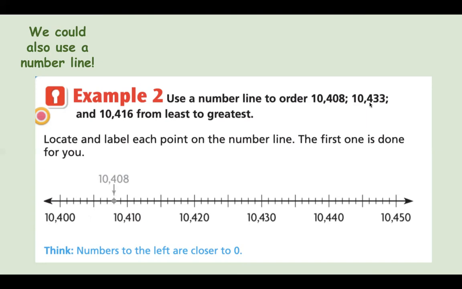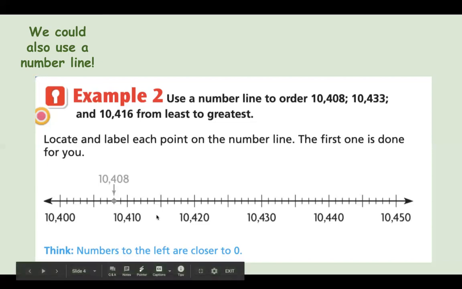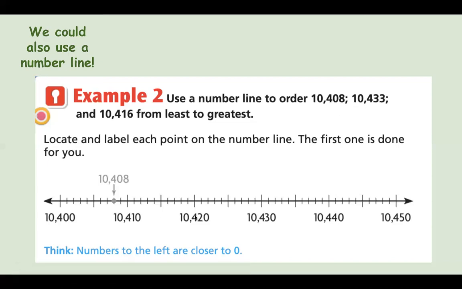So where would 10,433 go? Why don't you pause the video? That might help. And you can use your finger on the screen to kind of help you jump around and find where this one would go. So remember that these are going by increments of 10, half is 5, and each little individual tick mark is 1. So see if you can find where 10,433 goes on this number line.